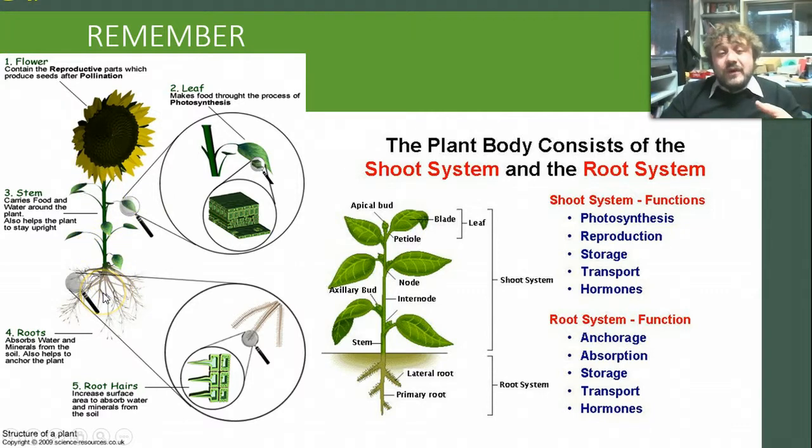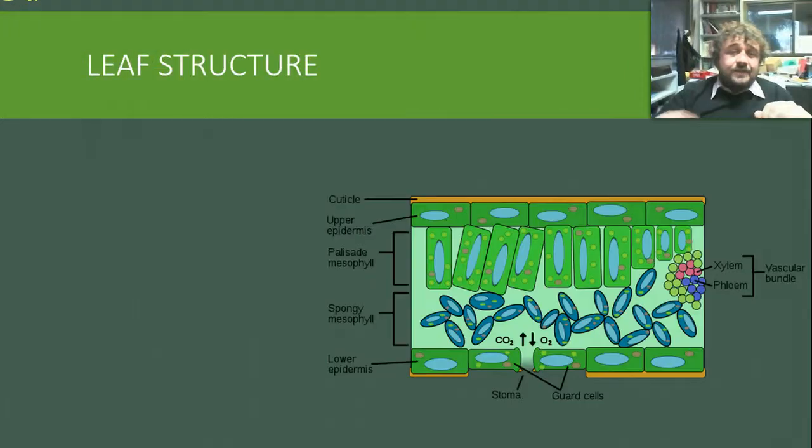And you've got the roots. This is where water is absorbed, as well as minerals, and it anchors the plants down. And you've got these little root hairs, which increase the surface area, which we've talked about in the past. So yeah, that's your plant structure. You should remember that. If not, please quickly jot down those diagrams right there.